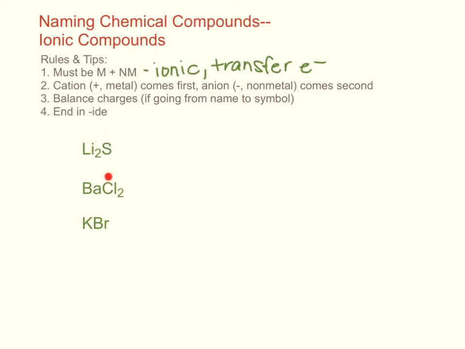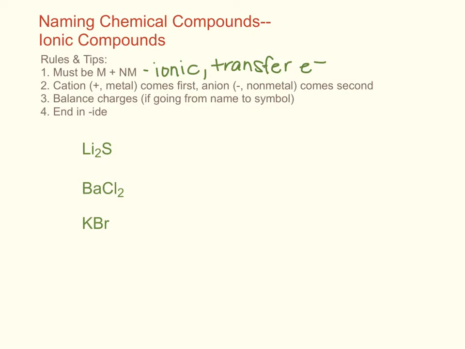So in an ionic compound, our cation or our metal comes first, and our anion, our nonmetal, comes second in the compound. For our ionic compounds, because we're transferring electrons, I need to make sure that I balance my charges, because even though my elements are going to have slightly positive and negative charges, my overall compound needs to be neutrally charged. And then just like we saw in our binary molecular compounds, they're going to end in "ide." So let's try some practice using these ionic compounds.